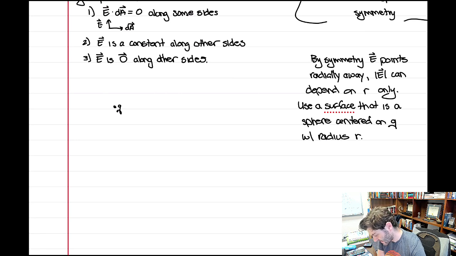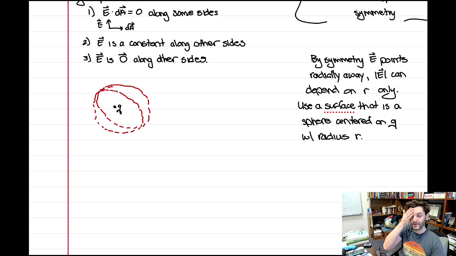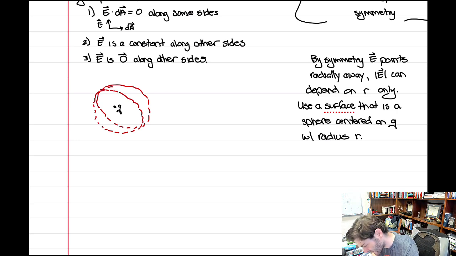So then I'm going to just imagine my ethereal, kind of ghostly surface. Again, there doesn't have to actually be anything there. I can imagine an ethereal sphere that is centered on Q, and it has some radius r. So I'll just draw this radius here, r.